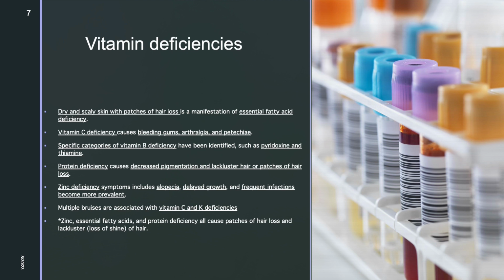So know all of these. I would just get note cards, and then put dry and scaly patches of hair loss, essential fatty acids, right? Zinc, patches of hair loss. If you see things like patches of hair loss, which I see three times on this slide, I would write protein, zinc, and fatty acids deficiency, patches of hair loss, and put it off to the side and memorize it. All right, I've talked enough about the slide. Next one.